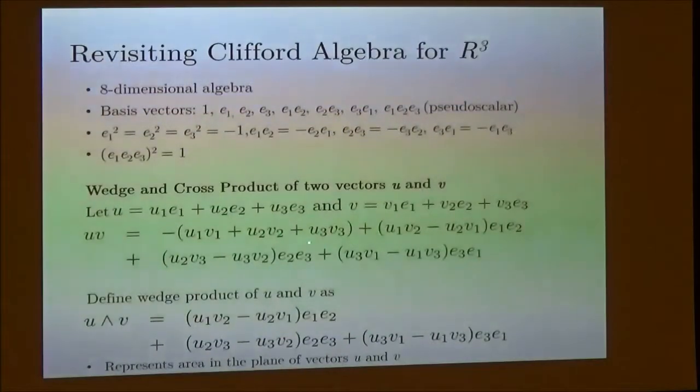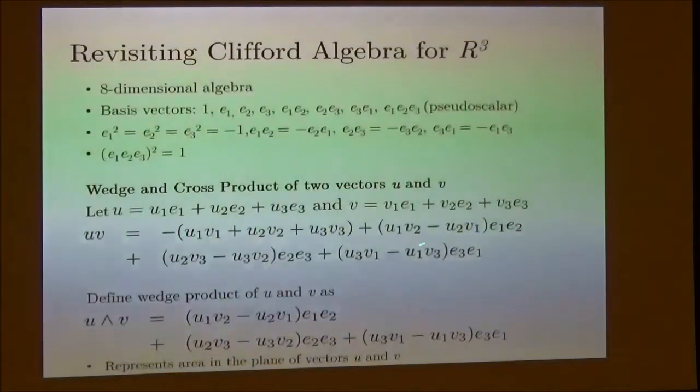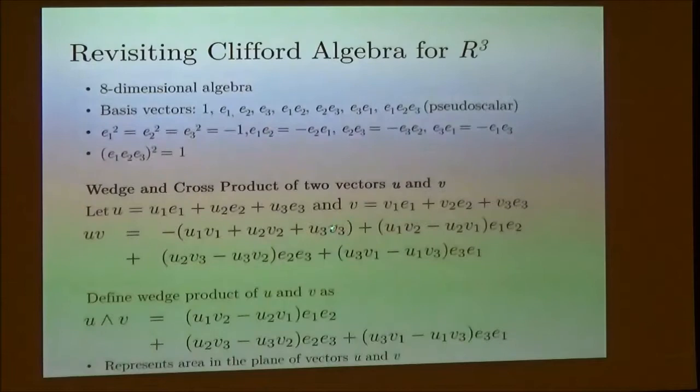So you have here u1 v1 plus u2 v2 plus u3 v3, which is nothing but really a dot product of two vectors. And here you have these terms, which are basically the coefficients of the bivectors e1 e2, e2 e3, and e3 e1. We will collect all these three terms, all except the first one, which is clearly a scalar quantity, and define it as a wedge product between u and v.